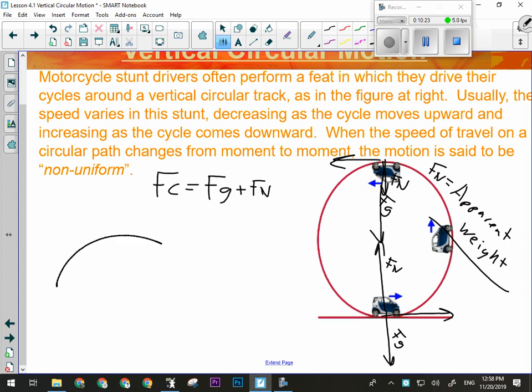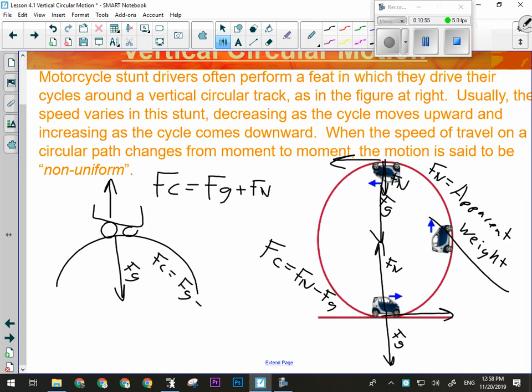Now, what if I'm going on the outside of the circle? What if I'm out here? Now what forces are acting on it? Gravity. Gravity's pulling. Which way is normal force pushing? Out. Okay, so remember, we have our formula here. Forces in minus forces out. Okay, for this situation, that's Fn minus Fg. Okay, because Fn is in, Fg is out. Here, Fc equals force of gravity minus normal force. Okay, always forces in minus forces out.